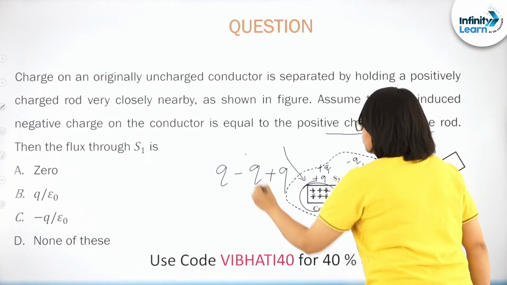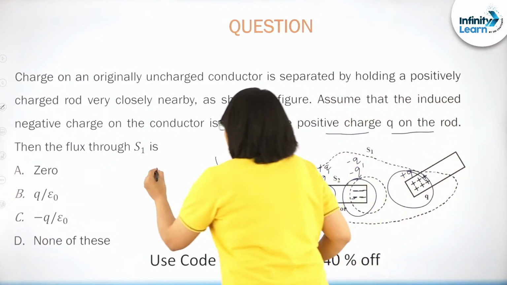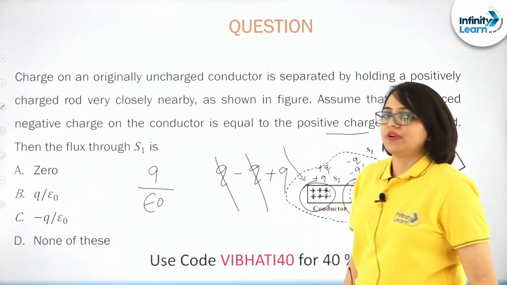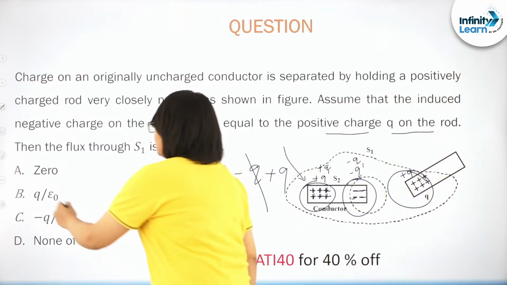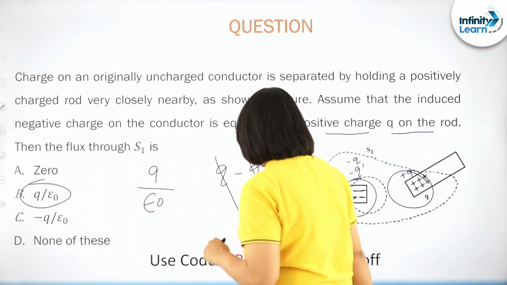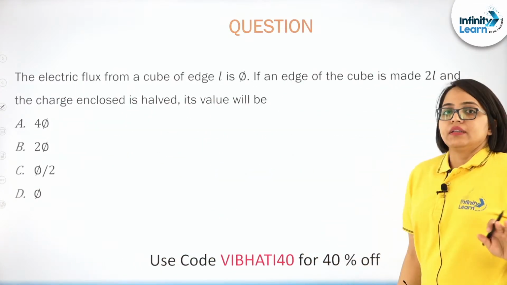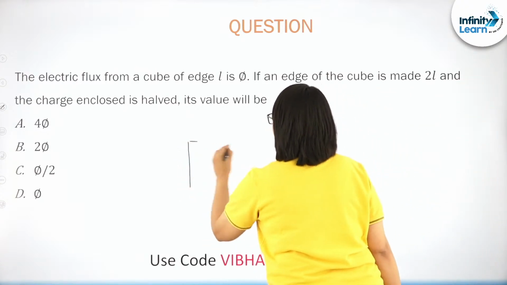So net enclosed charge will be plus q, right? And plus q as net enclosed divided by epsilon naught is equal to what? Flux. तो correct answer आपका क्या आएगा? Option B. Option B is your correct answer. चलिए, बहुत ही बढ़िया.